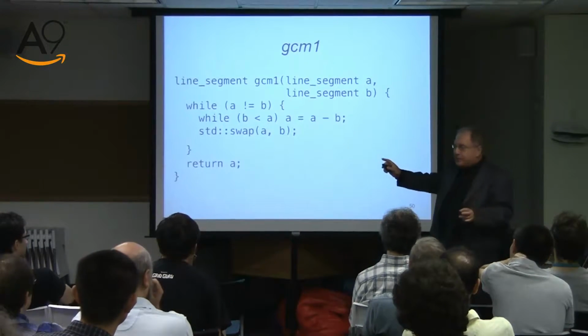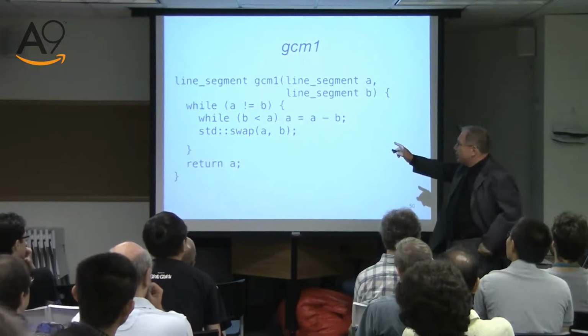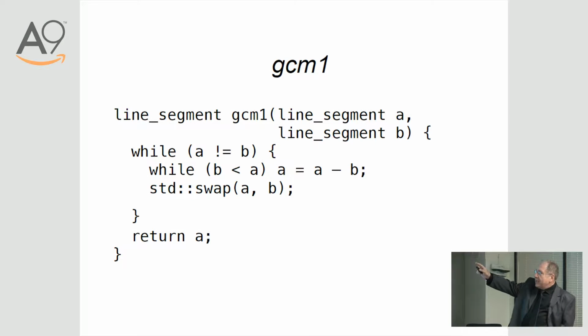Again, somebody could object. We don't need to swap if they're already equal, but that will require me to put a test in between, and it's too early for us to optimize this code. So let us just look at this structure because it's important for us. While they're not equal, let us reduce a by b.